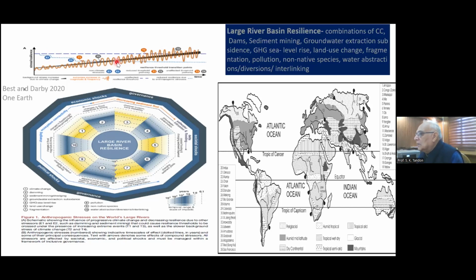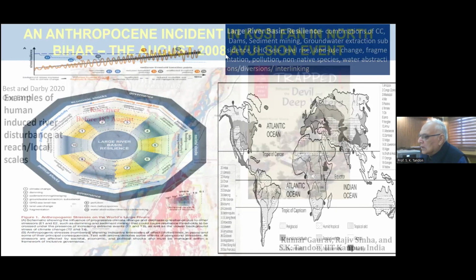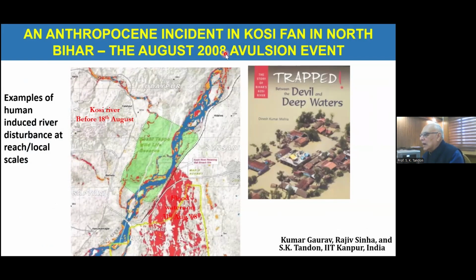What are the factors? It's climate change, it is dams, it is sediment mining, it is groundwater extraction, it is subsidence, it is greenhouse gas related sea level rise, land use change, fragmentation in terms of biodiversity, pollution, non-native species introduction, water abstraction, interlinking of rivers. All of these things ultimately take you to the story of examining large river basin resilience. So I've tried to illustrate all this, and I would like to move to an example.